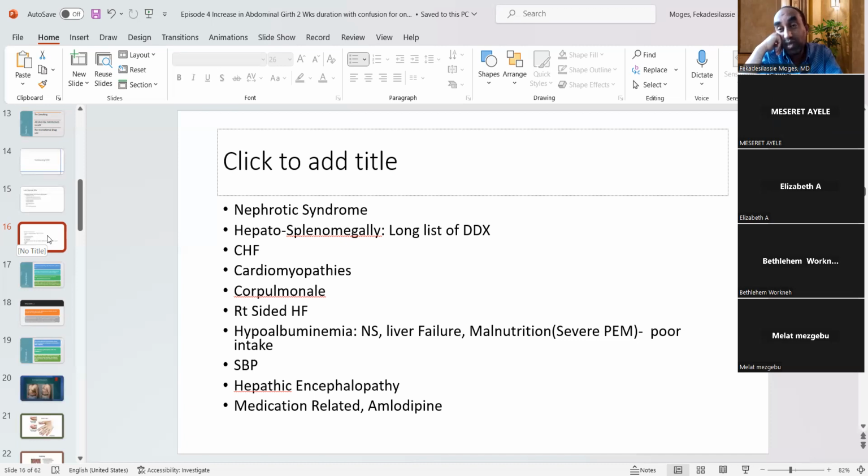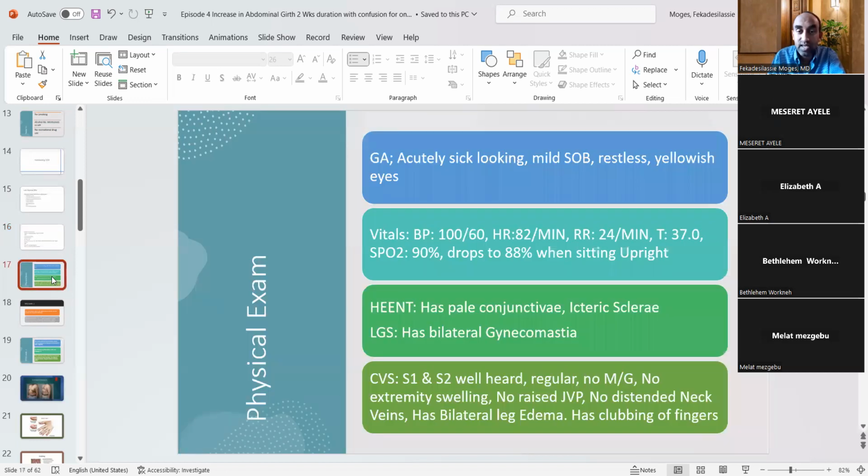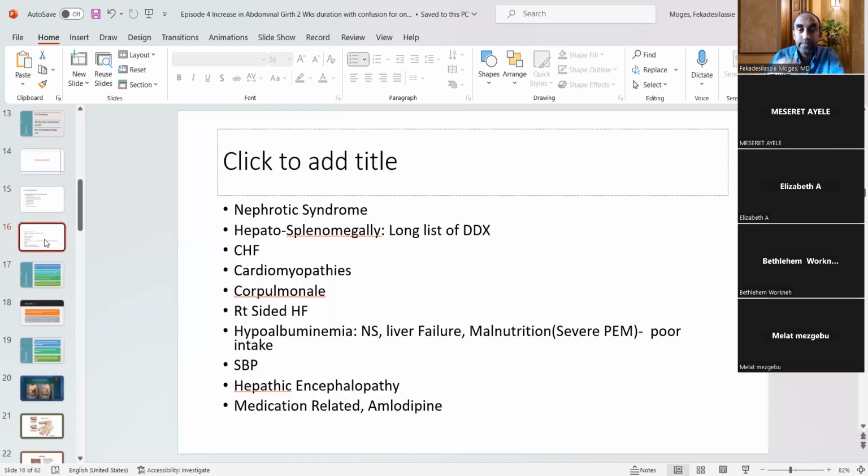The BP is important, but remember this patient is taking treatment. So blood pressure could be uncontrolled or controlled. It depends, right? If it is adequately treated, it will be controlled. If it is not adequately treated, he may have hypertension. Very good. But his blood pressure was okay. His blood pressure was 100/60.